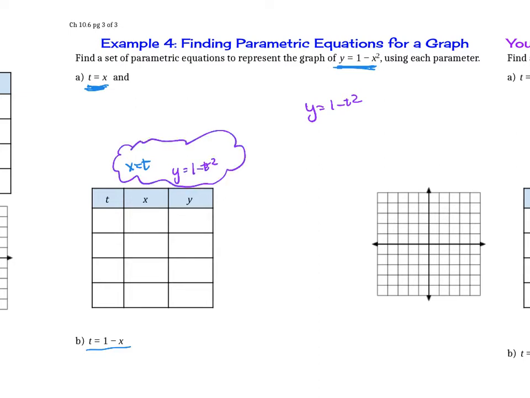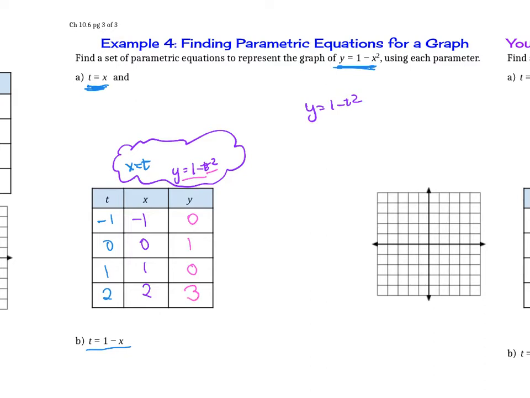That's all it wants. Now to get a little bit more practice in graphing these, let's go ahead and do that. Let's choose -1, 0, 1, and 2. I know that my x values would be the same as my t values, right? x equals t, so -1, 0, 1, and 2. Then if I plug in -1 for the t here, I'm going to get 1 minus 1, which is 0. If I plug in 0, I'm going to get 1. If I plug in 1, I'm going to get 0 again. If I plug in 2, I'm going to get 1 minus 4, which is -3.